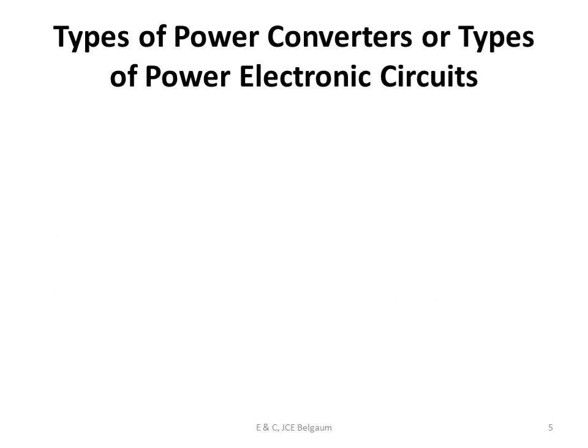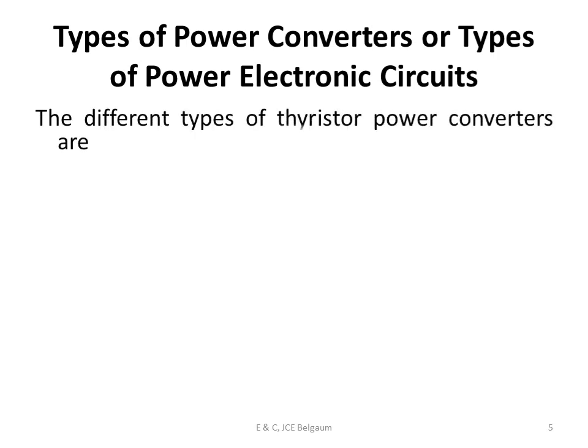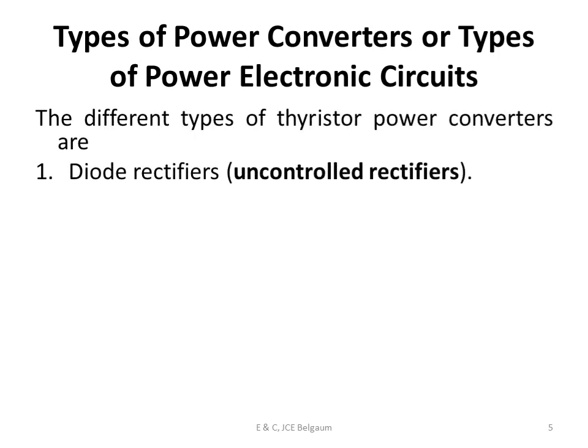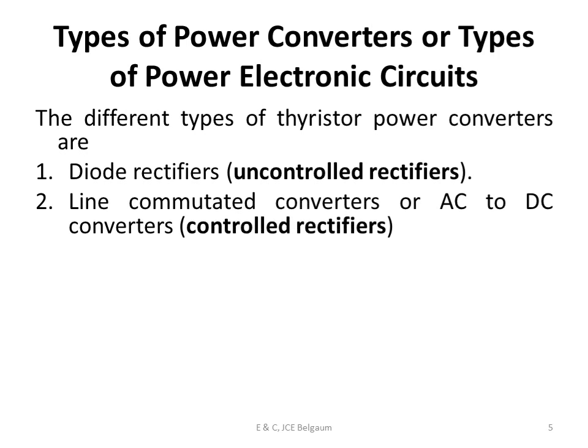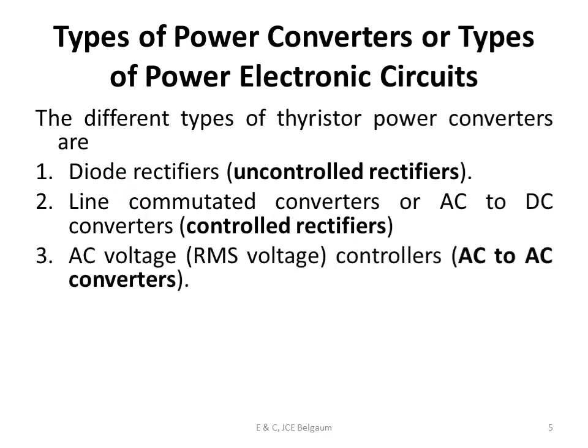Now let us look at the types of converters or types of power electronic circuits. Basically we have about 6 types. First is the diode rectifier, which is also called the uncontrolled rectifier. Then we have the controlled rectifier, which is also called the line commutated converter or AC to DC converter. It is also a rectifier, but a controlled rectifier because here we use SCR instead of the diode. Third is the AC voltage controller converters, that is, the AC input is controlled at the output.